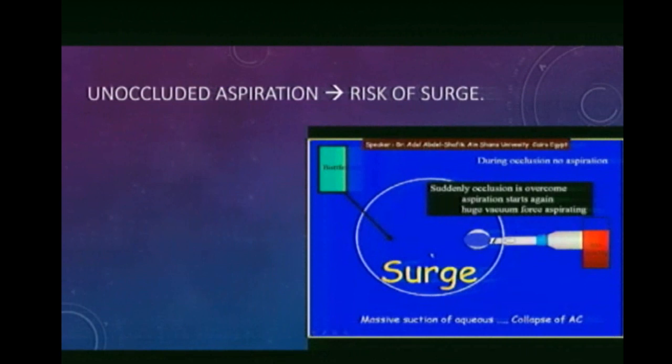Of course, unoccluded aspiration: you are aspirating high and keeping aspirating without occlusion, and nothing will come to you. The aqueous will reduce the pressure and can give you the risk of surge, and surge means capsule rupture most of the time.